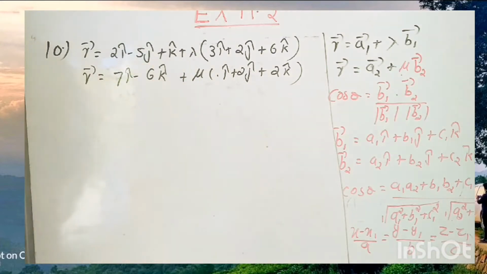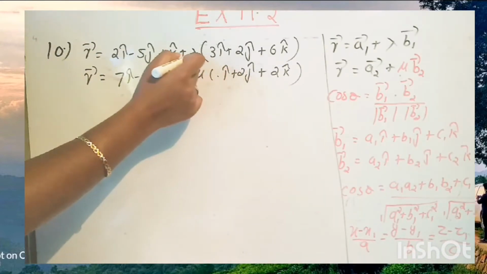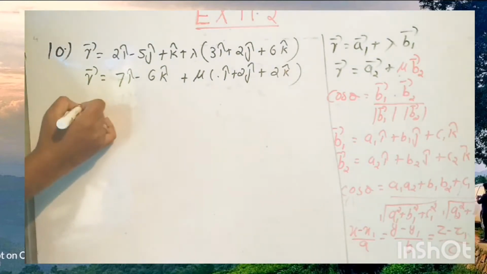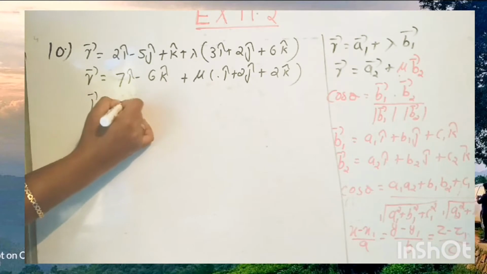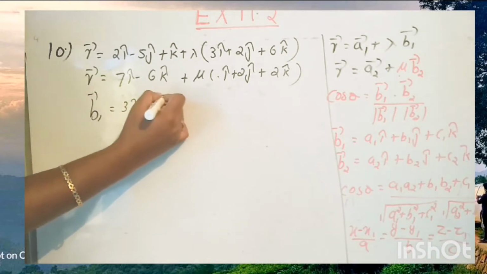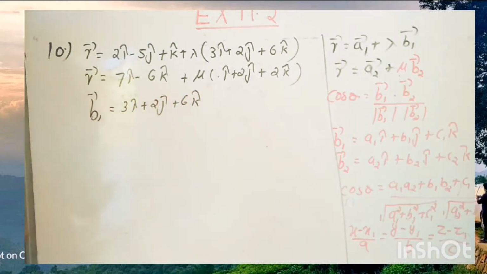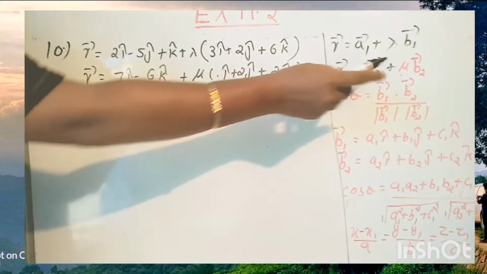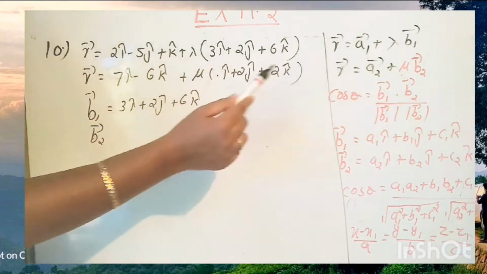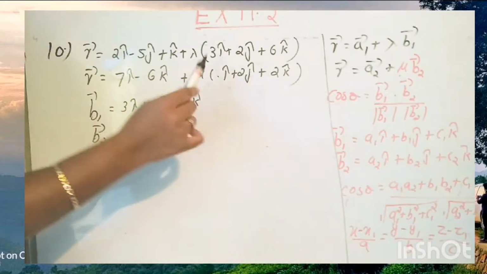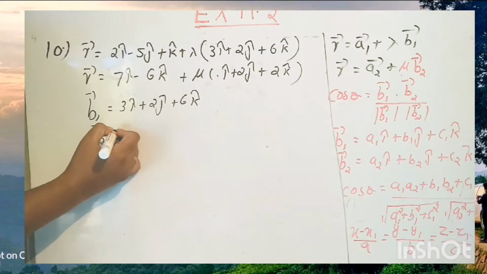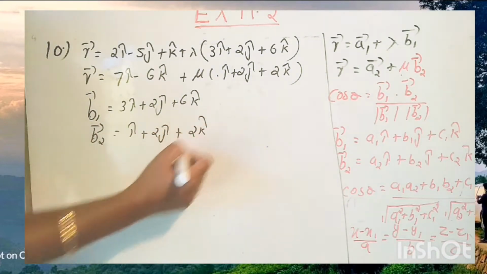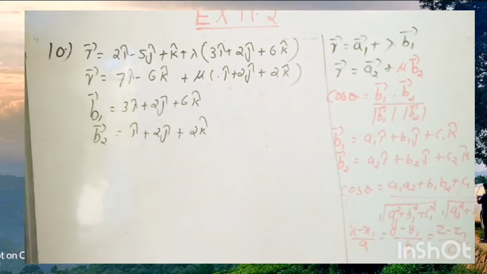So in this question, b1 vector is the vector with lambda. So we get b1 vector is equal to 3i plus 2j plus 6k, and b2 vector, that is the vector with mu, or the vector in the second line, is i plus 2j plus 2k.